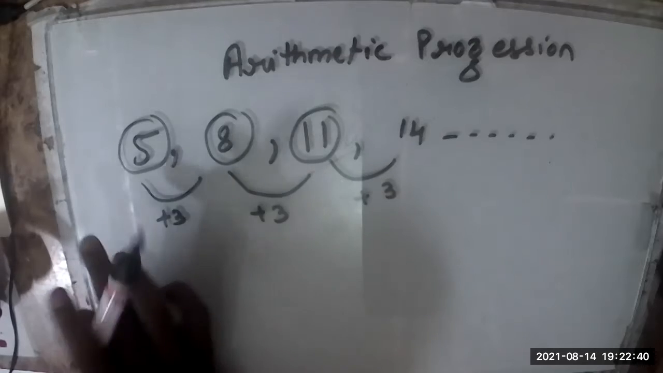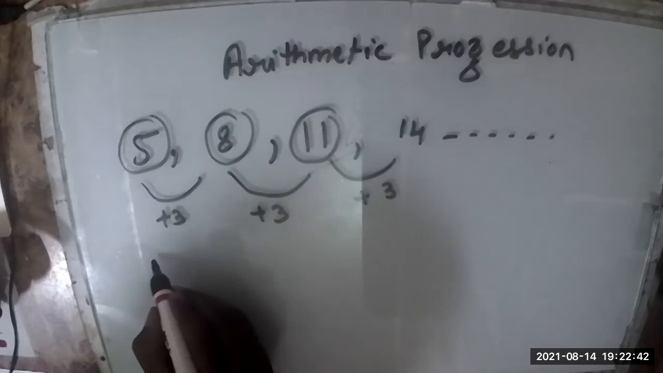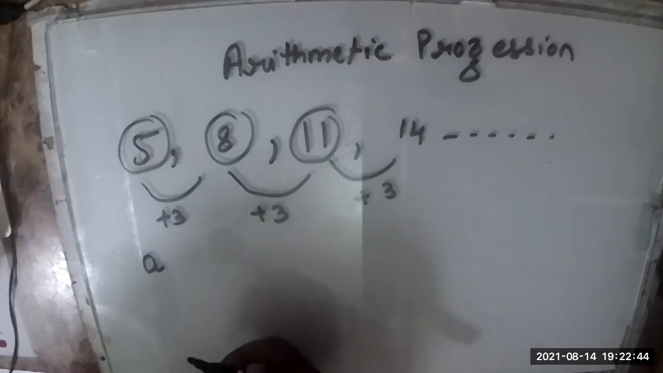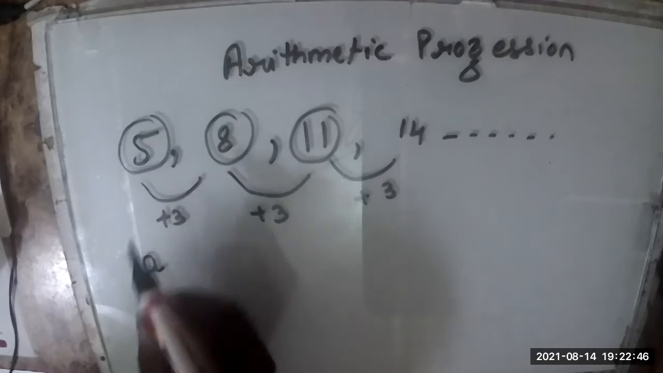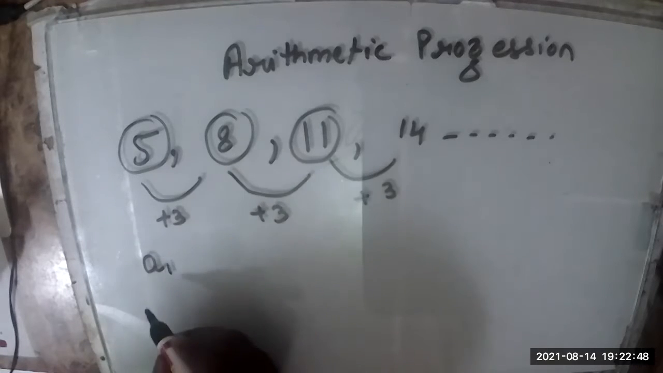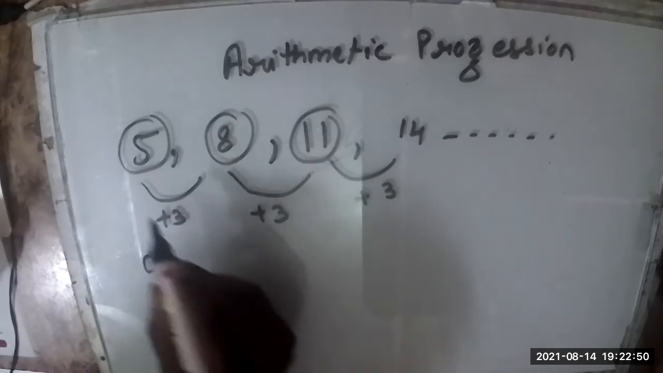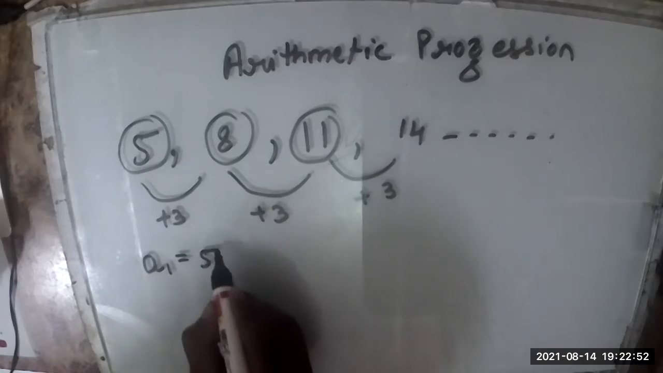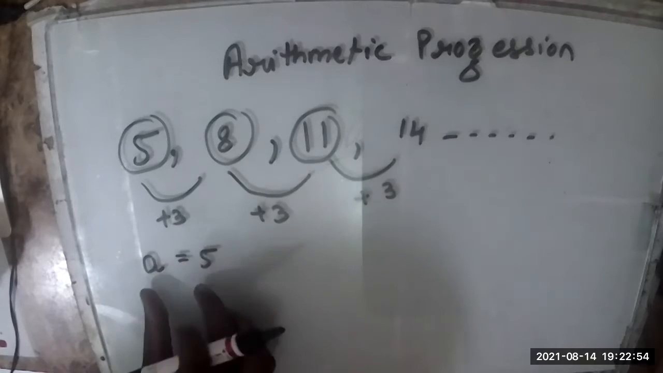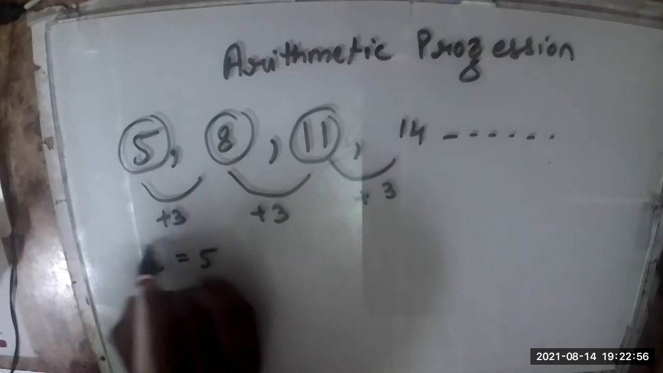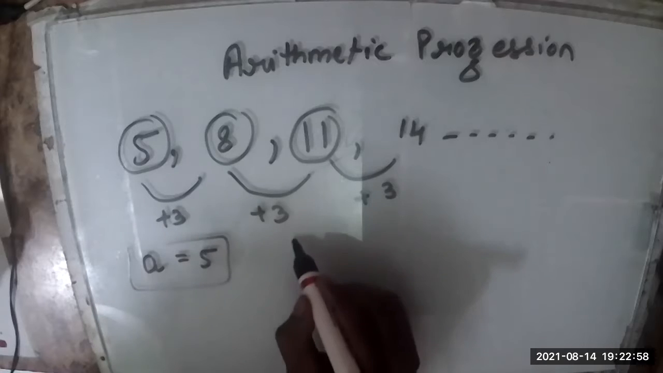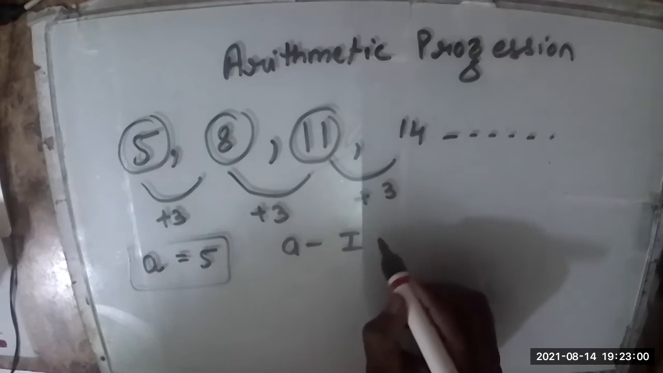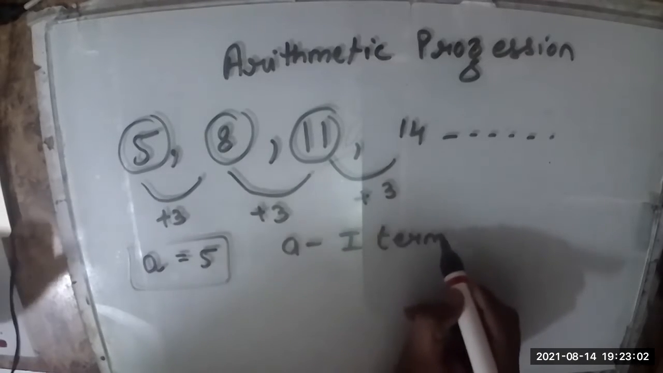So the first term is represented by the alphabet small a, and as it is the first term, we write it as A1. So in this series, what is A1? A1 is 5, or simply we can say a. A is the first term of an arithmetic progression.